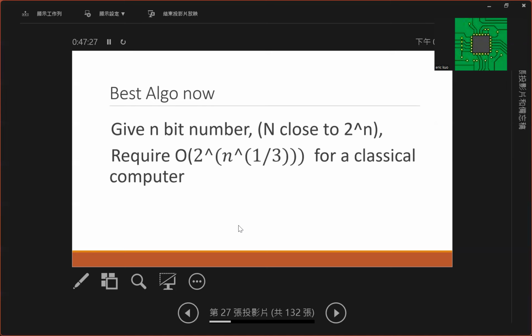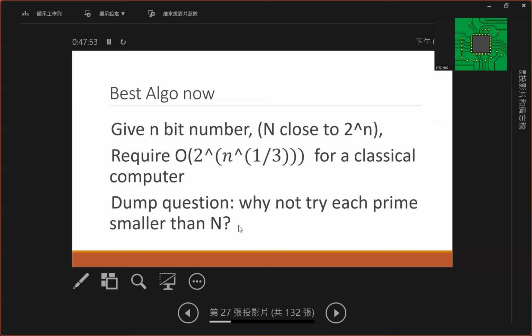The best algorithm we know is that if I give you an n-bit number, then it requires on the order of 2 to the n to the 1/3 for a classical computer. But this is still exponential. It's not 2 to the n, but 2 to the n to the 1/3. Still smaller than 2 to the n, but still not polynomial. So this is the best algorithm we know.